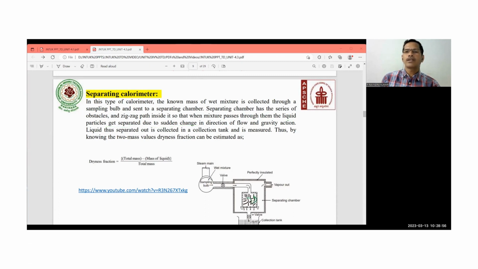The liquid particles are separated over here and the gas moves out. Change of direction of flow and gravity do this. The liquid thus separated out is collected in the collection tank and is measured. Thus, by knowing the two mass values, the dryness fraction can be estimated, and this dryness fraction is equal to the total mass of the mixture minus the mass of the liquid, divided by the total mass.